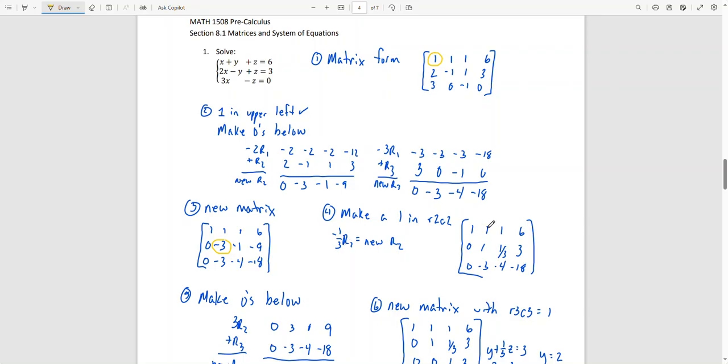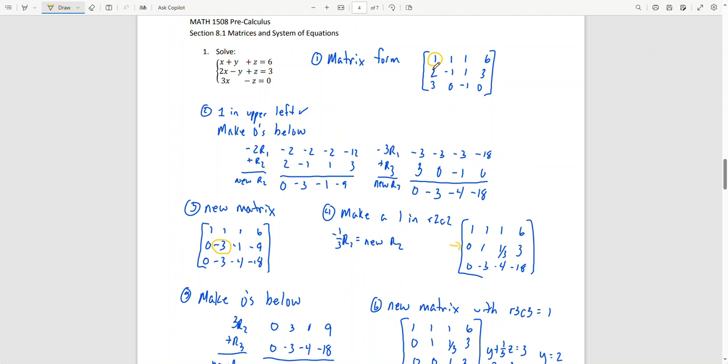That's going to be my new row 2, and I've put it over here. I keep row 1, 1, 1, 1, 6. New row 2 is 0 divided by negative 3. Negative 3 divided by negative 3. Negative 1 divided by negative 3. And negative 9 divided by negative 3. That's the only thing I changed. I only changed row 2 to get this matrix.